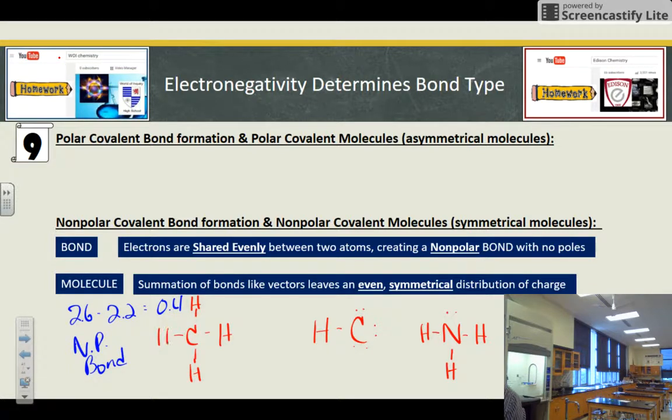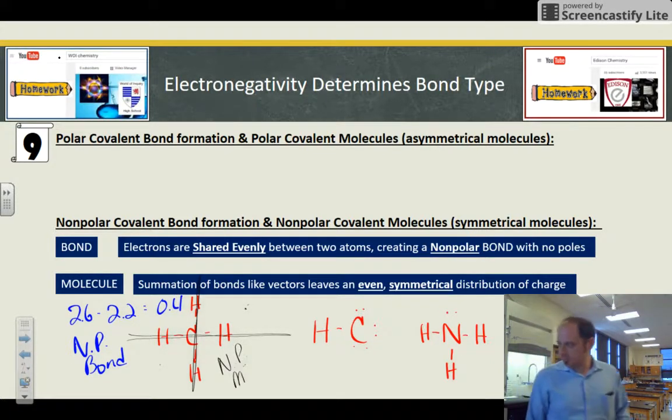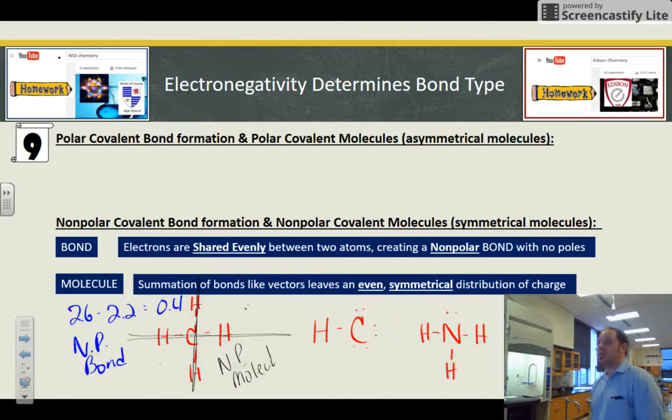And next we have to do the whole test of the molecule itself. So I know you can't see me, but I'm going to go to the board. I'm going to cut the molecule up and down. Is it the same on both sides? I'm going to say yes. And then if I cut it horizontally, is it the same top and bottom? And I'm going to say yes. So this whole thing is symmetrical, making this a non-polar molecule.